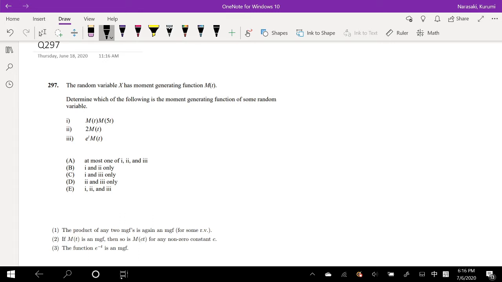So number one. Something to note first is that the moment generating function of some X is M of t equal to the expected value of e to the t X, right? Then for one, let's call this X1 and this X2. M of 5t should be equal to the expected value of e to the t X1, times the expected value of e to the 5t X2.